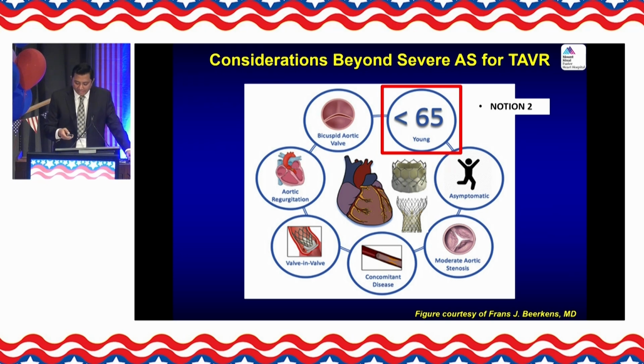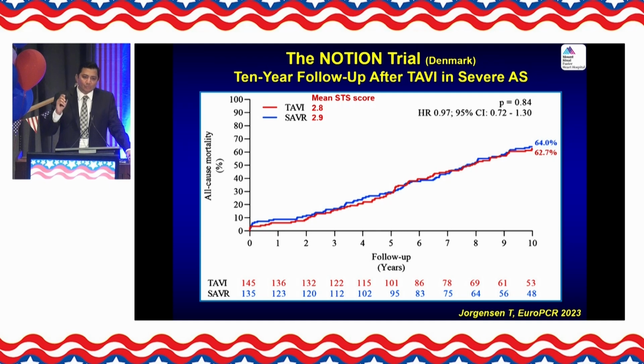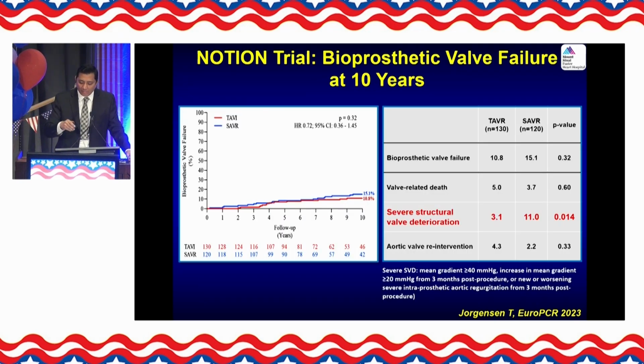But the trial that actually looked at this was the NOTION trial. It's a 10-year follow-up of low-risk patients, age less than 65, who were randomized to surgery versus Evolut valve. And it was just presented at EuroPCR last year. It was actually pretty fascinating. If you look at the data here, there is no difference in mortality at 10 years for low-risk patients less than 65 who got the TAVR. So this shows that TAVR in the right patient population can still do as well as surgery in young, low-risk patients. But there are other components you need to look at, which is why the valve failed.